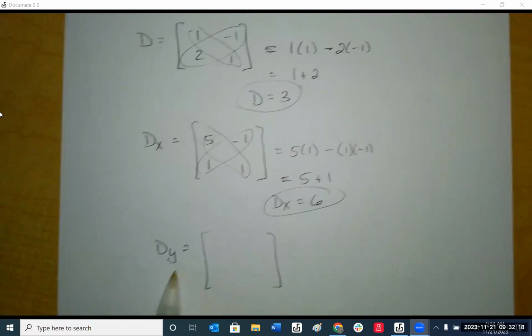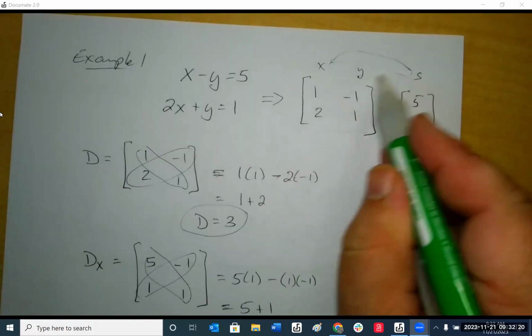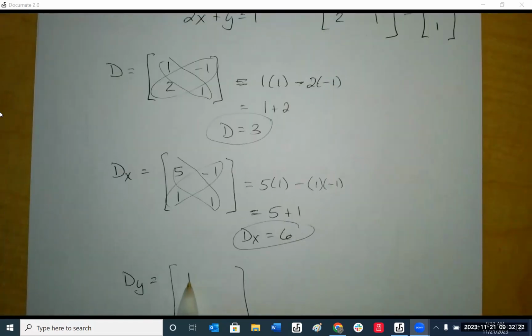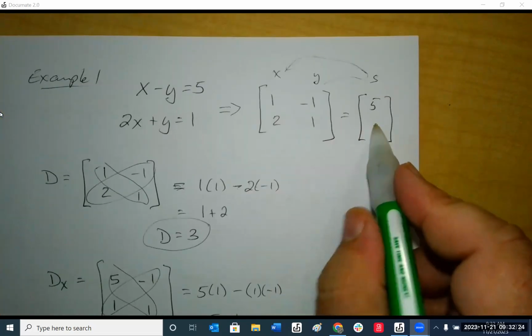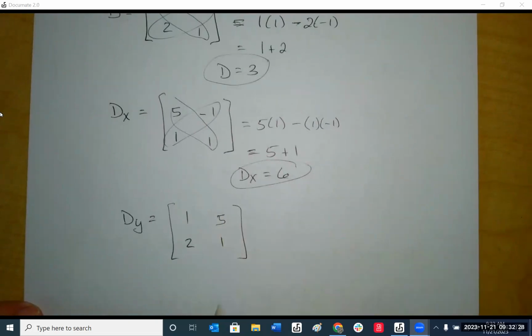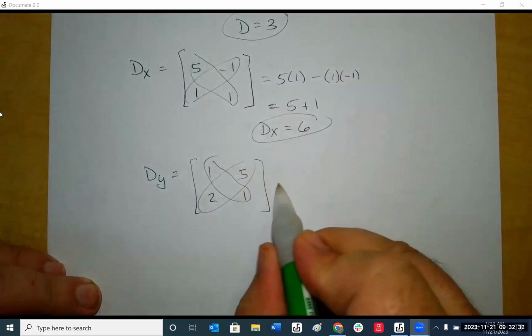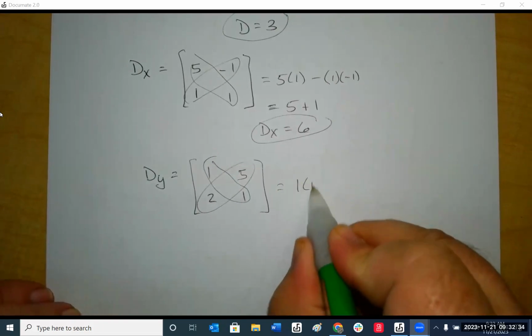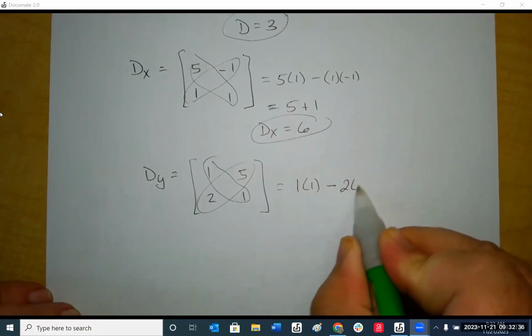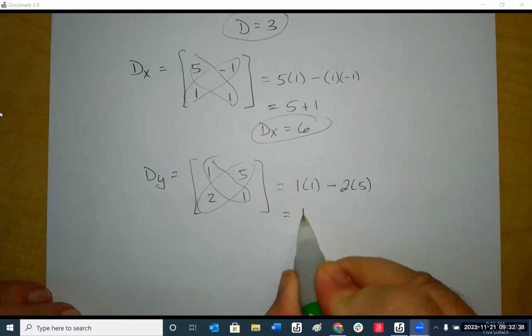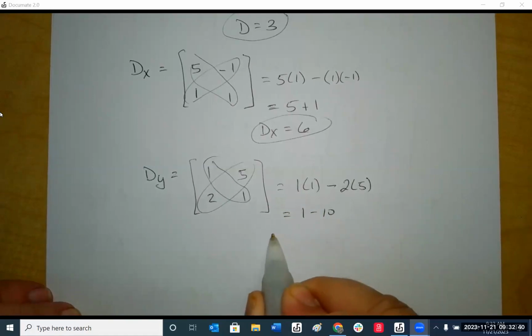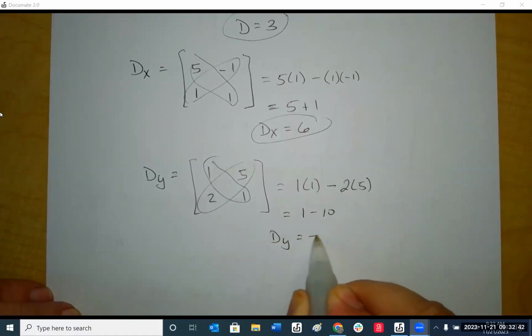The dy, I leave the x's alone, 1, 2, and take the solutions and put them in the y column. So my solution is 5, 1. And do the same thing. 1 times 1 minus 2 times 5. 1 minus 10. So dy is negative 9.